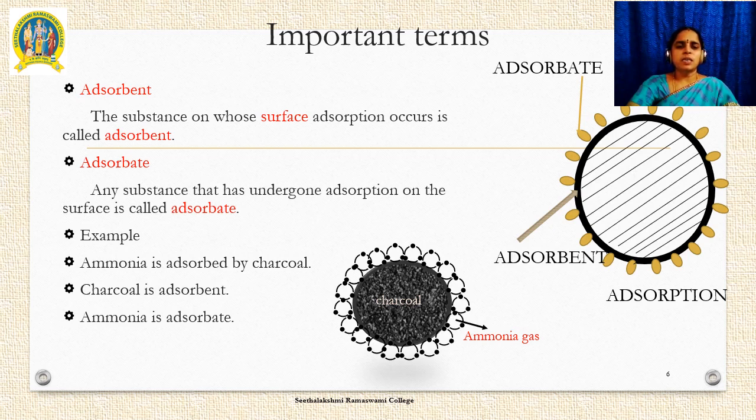That is called the adsorbate. For example, ammonia is adsorbed by charcoal. In this case, charcoal is the surface. The surface is the adsorbent, whereas the ammonia is the adsorbate. That is, the molecule that comes in contact with the surface is called the adsorbate. So, ammonia is the adsorbate and charcoal is the adsorbent.